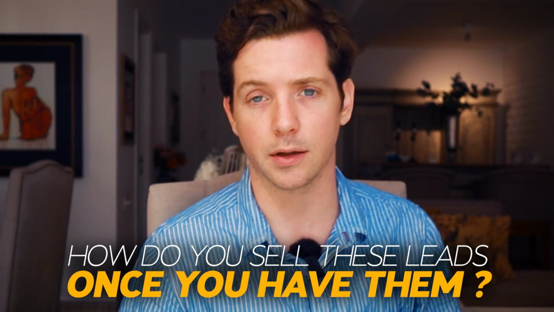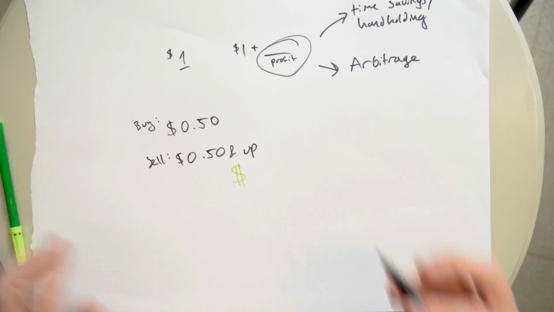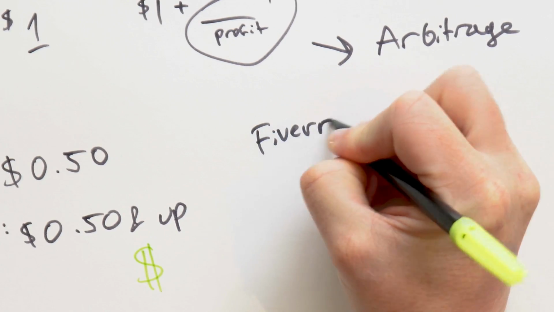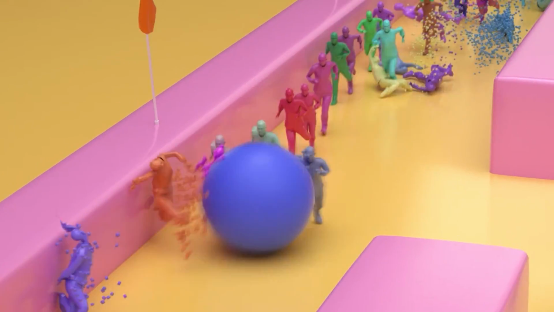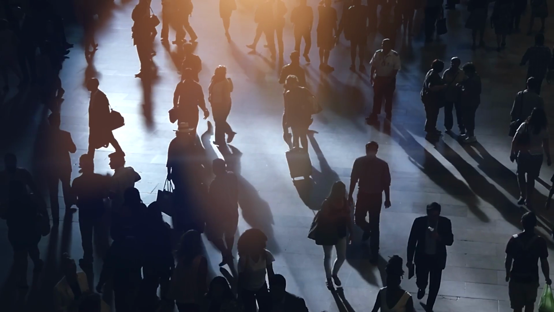So how do you actually sell these leads once you have them? Well, there's a couple different platforms that you can go to. You can sell leads on Fiverr. There's a ton of different lead generation offers there. People will go there and buy leads. You could sell leads on Upwork, which is another freelancing platform where there's a ton. Every time I try to buy leads on Upwork, I get hit by 20 or 30 different people trying to offer them. So it's a very competitive marketplace. Maybe not the best place to go for arbitrage, but a great place to go for time savings.